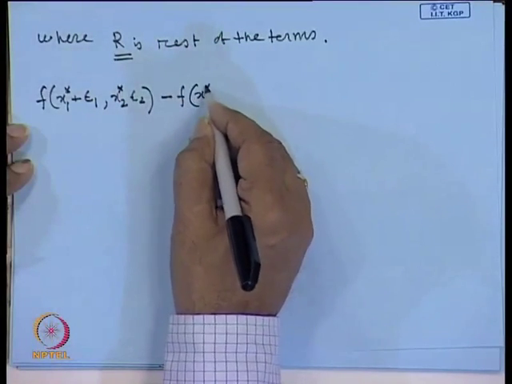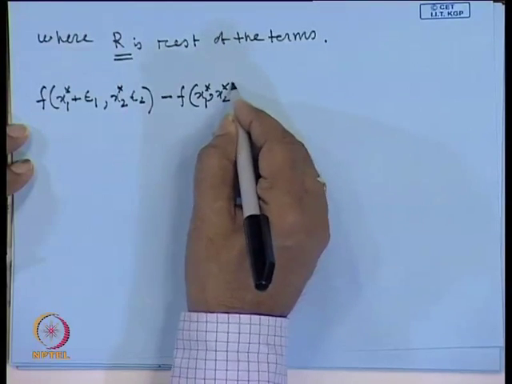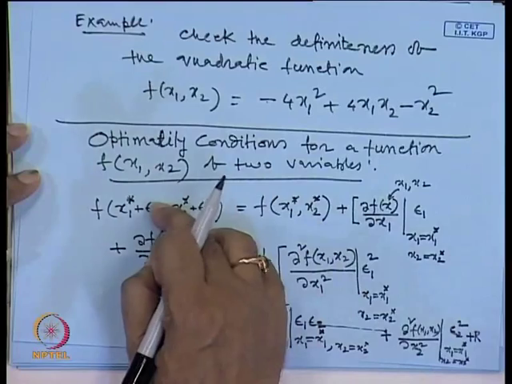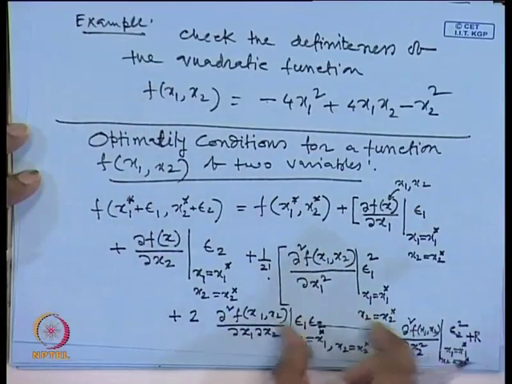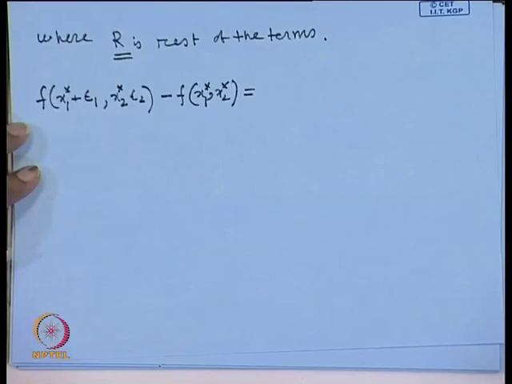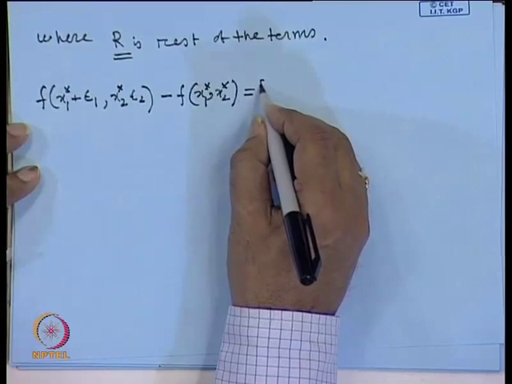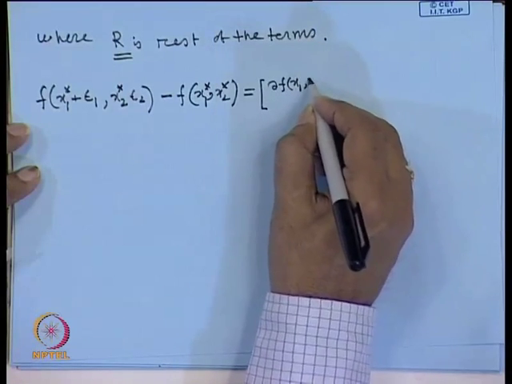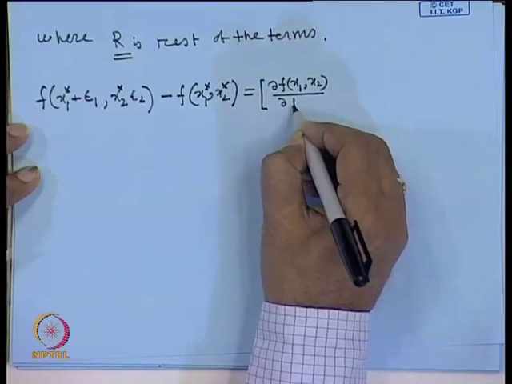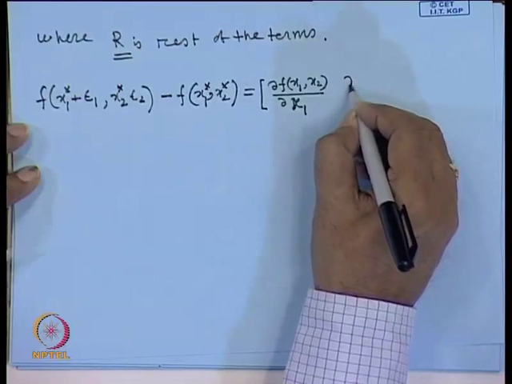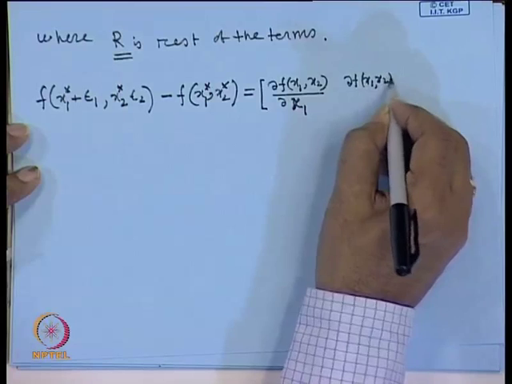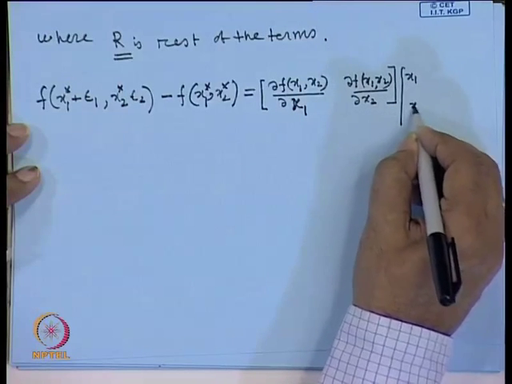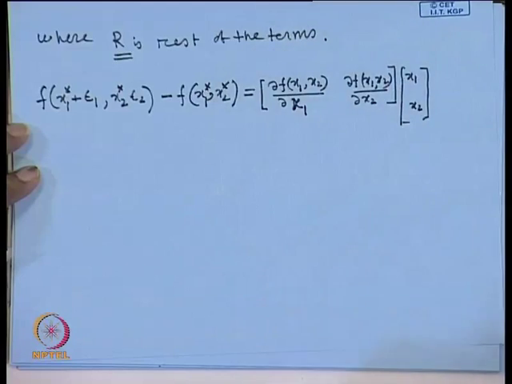The function value at x1 equal to x1 star and x2 equal to x2 star is equal to what is left in the right hand side. This part I have taken this side, and what is left? First order derivative and second order derivative functions here. So, I am writing it in matrix and vector form only, you see carefully: a row vector, differentiate f with respect to x1, then with respect to x2, this multiplied by epsilon 1 and epsilon 2. So, this is the first order part of the derivative.